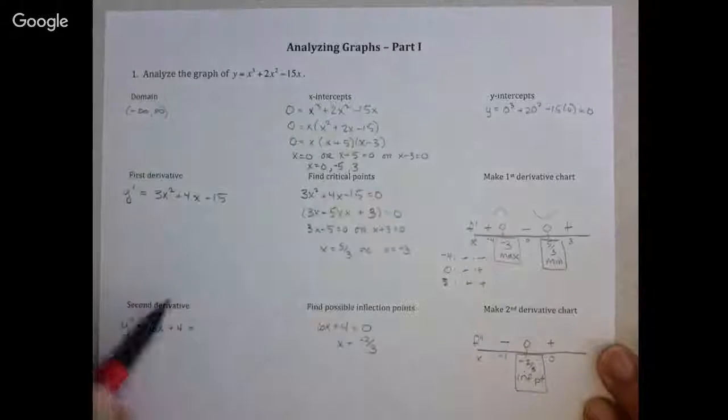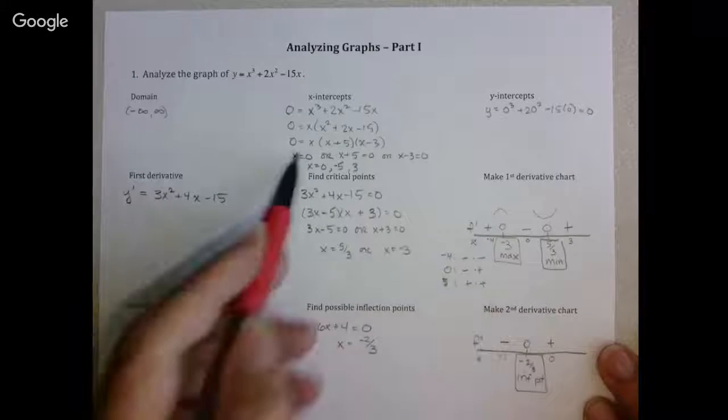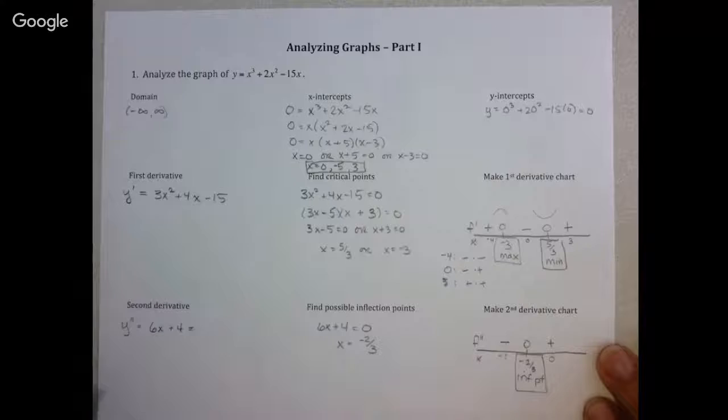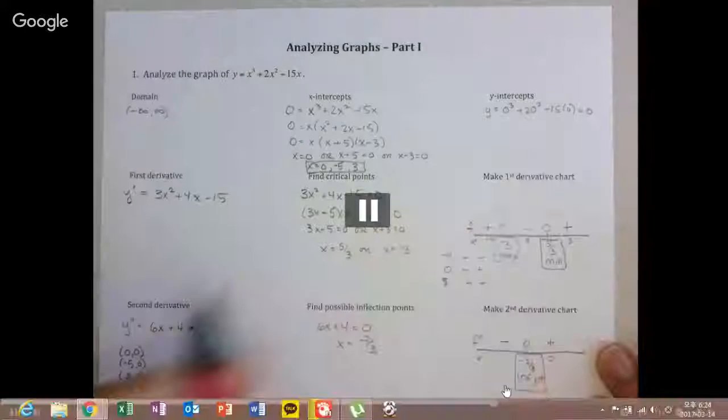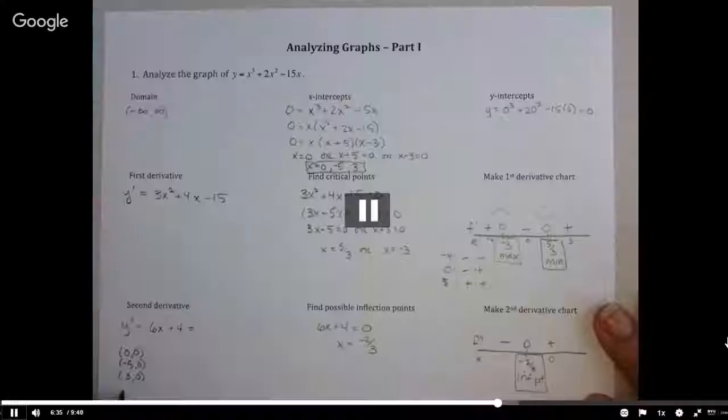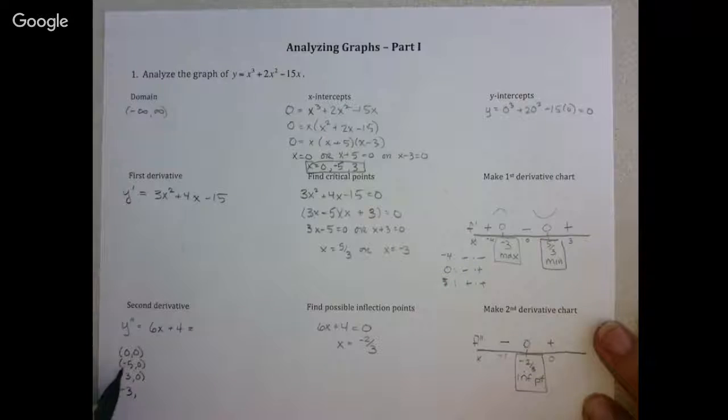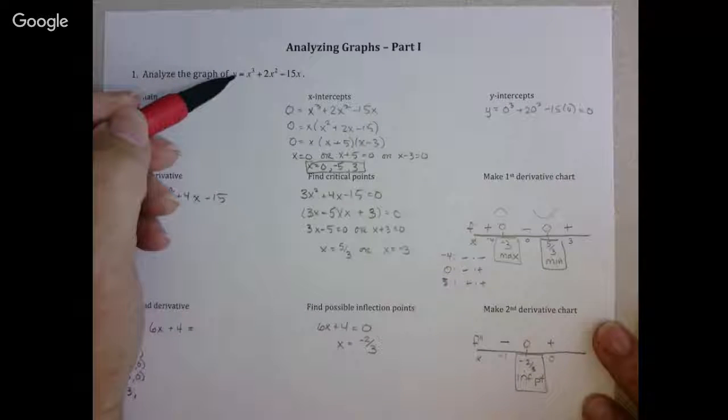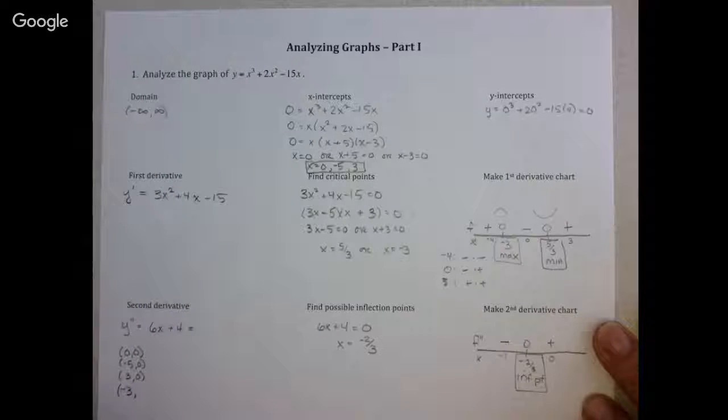All right, so now I'm ready to put all this information together on one graph. But before I do that, I will need the y values for these various points that I need to mark on my graph. So my x-intercepts, 0, 0, negative 5, 0, and 3, 0, and my y-intercept is 0. I have a max at negative 3. If x is negative 3, I plug x negative 3 back into the original equation to find out that the y value is 36. 5/3, if I plug 5/3 back into the original function, I see that the y value is negative 14.8.